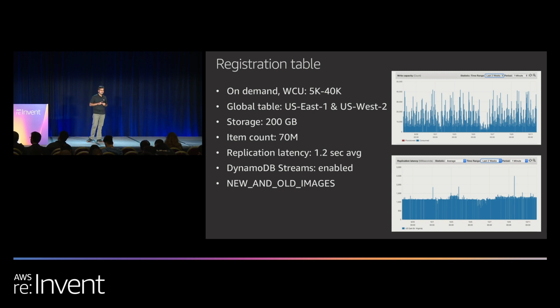The bottom graph shows the replication latency. Even with this bursty traffic, the replication latency is staying around 1.2 seconds on average. This table also has a DynamoDB stream enabled with new and old images, which I will talk about later on.